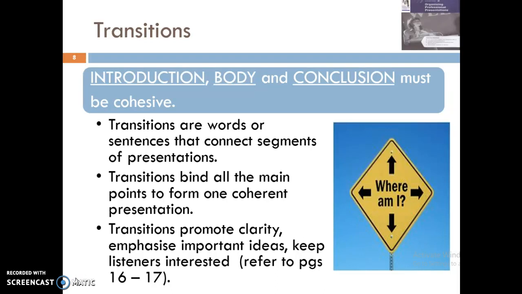Transitional phrases are also known as conjunctions. Words like firstly, secondly, thirdly, or similarly, consequently, all these will help bind or connect each of the points that are mentioned in your presentation, therefore making it really strong and coherent.